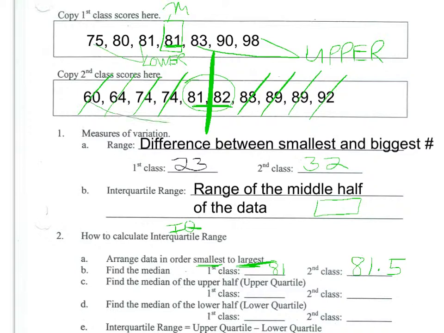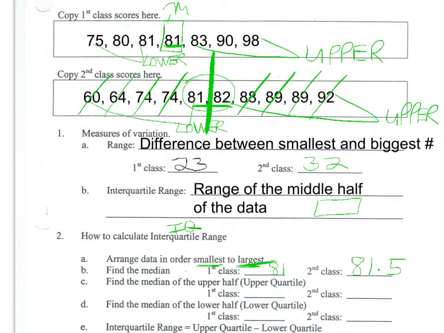From this 60 all the way to this 81, that's my lower half. And then 82 all the way to 92, that's my upper half. That median of 81.5, that's not in the lower or the upper half.